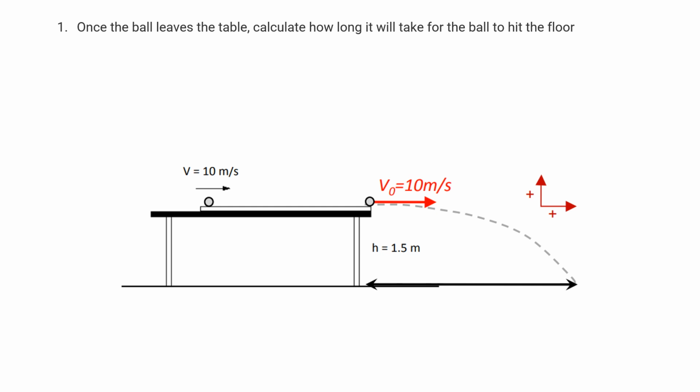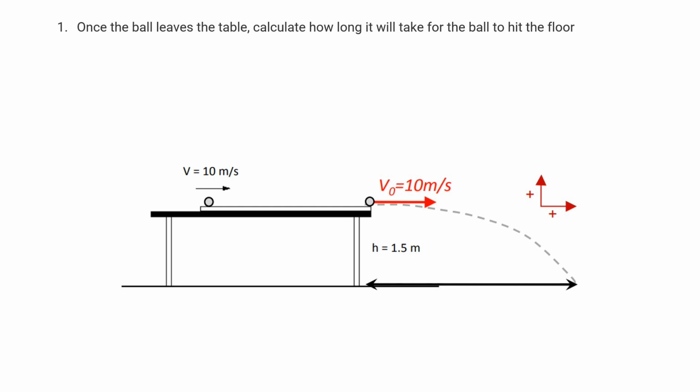hit the floor. Now, we know that projectiles are basically any objects which are just under the influence of gravity and there is no other external force acting on them. It demonstrates the combination of two different types of motions, horizontal motion and vertical motion, and both of these motions happen simultaneously in free air.